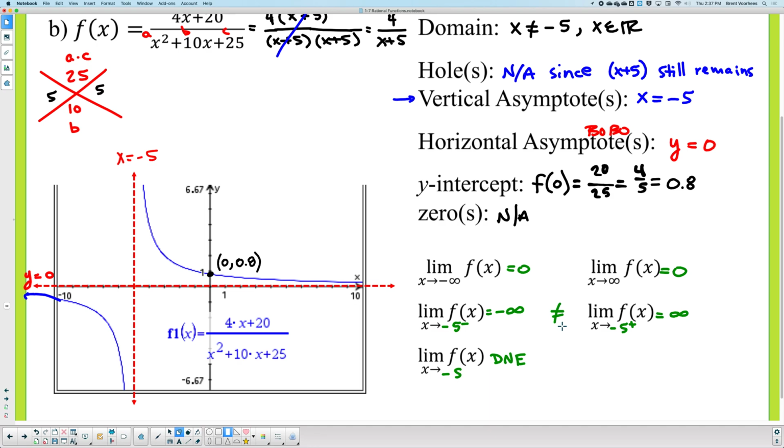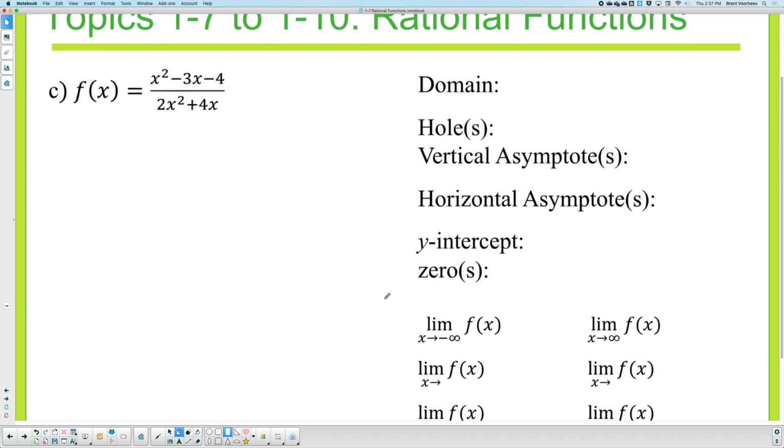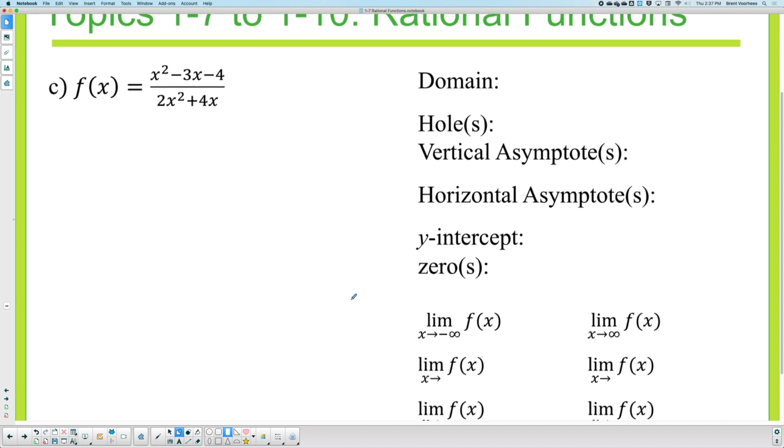All right, I'm going to roll one more time through, and then I'm going to let you see what you can do on the practice problems at the end. So I'm going to do one more with you, and then we're going to see what you can do at the end here.